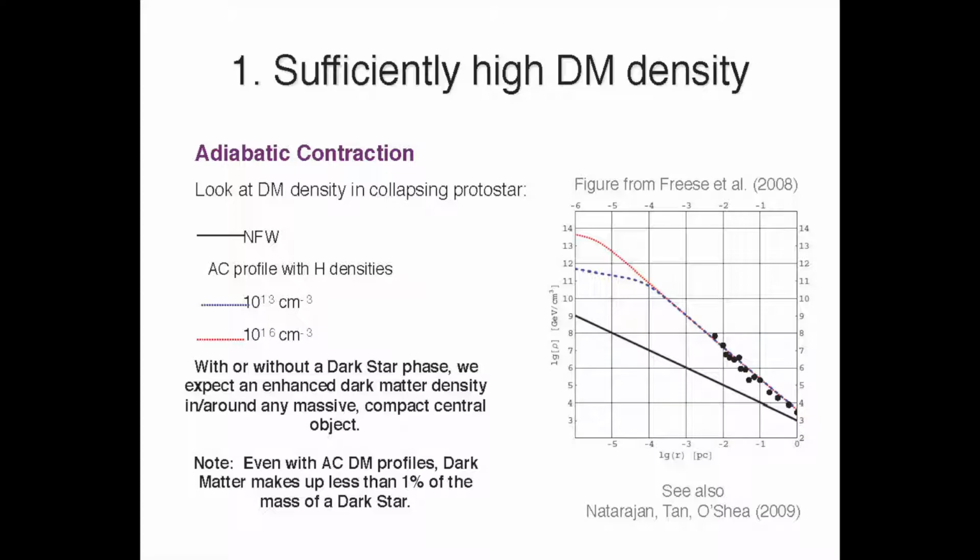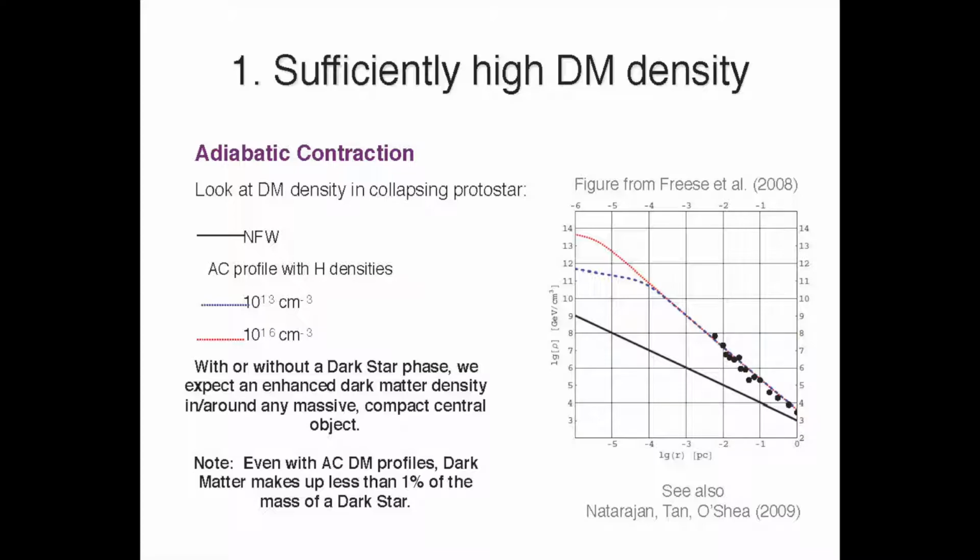If we think about the sufficiently high dark matter density, on the previous slide I gave you 3 reasons why these are forming at the right place and the right time. But it turns out that's not quite enough. There's something else that happens in these objects that does result in a high enough dark matter density, and that is adiabatic contraction. Anytime you have a compact object in the center, as I said before, the dark matter is going to get dragged into this deepening potential well.